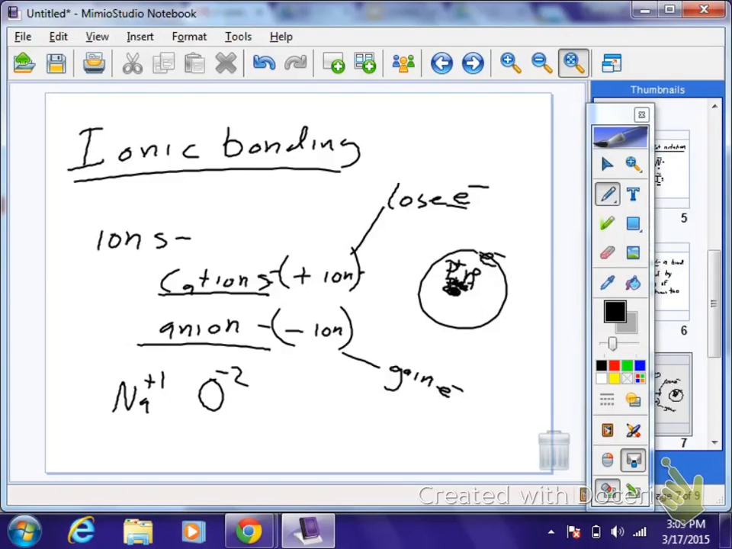So can anybody tell me the formula for sodium oxide? Yep. Thank you, Austin. Na2O. Sodium oxide. So, last semester we really focused upon the first part, ionic bonding, and looked at that. And we didn't really talk about this other thing that we're going to talk about here in a second.